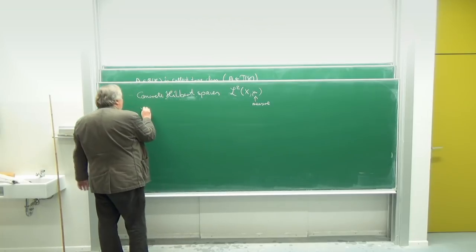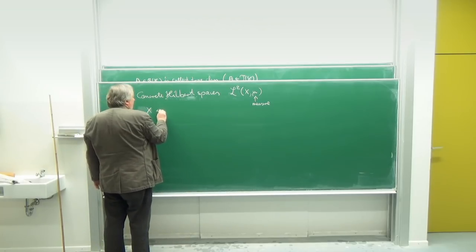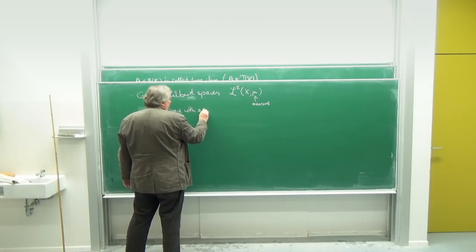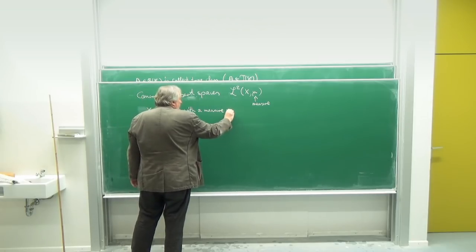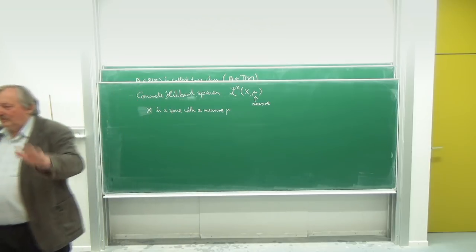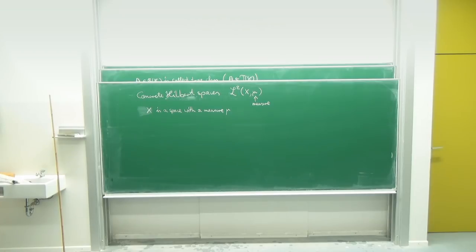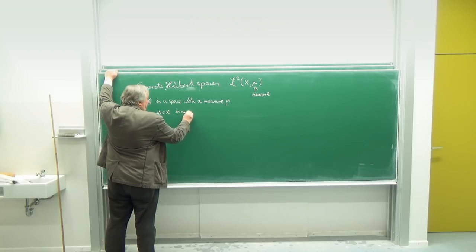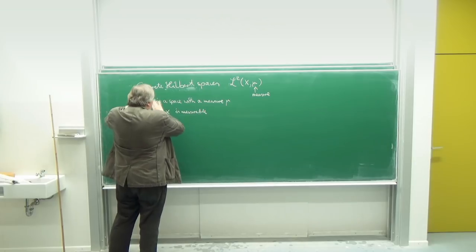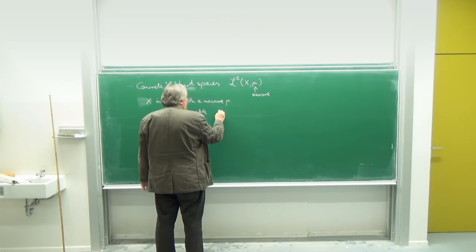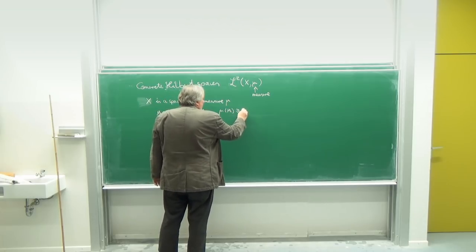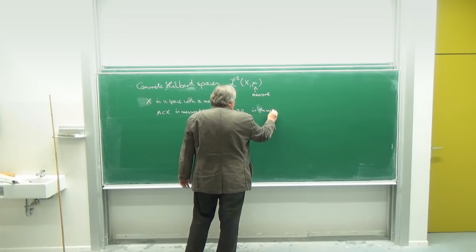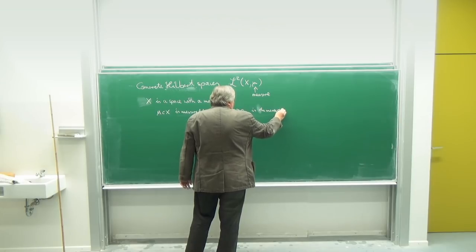So here, X is a space with a measure, mu, and the space means that you have a sigma algebra of sets on which, in this case, the measure can even be defined. Right? So if M is measurable, which is a certain subset, I mean, some of the sets in X are measurable, then we write mu of M is the measure of M.